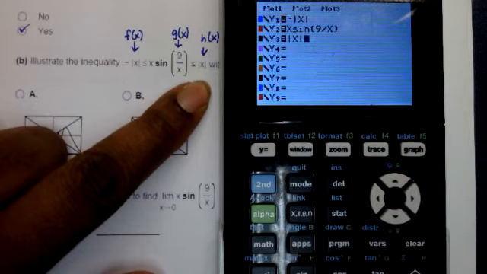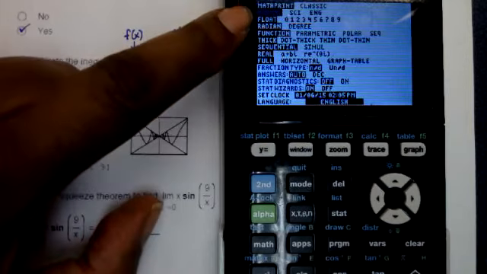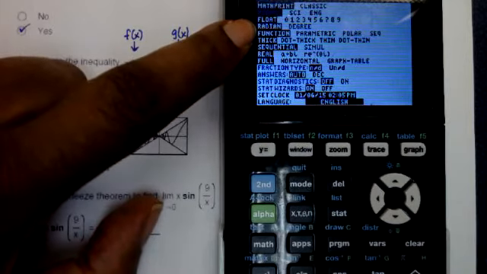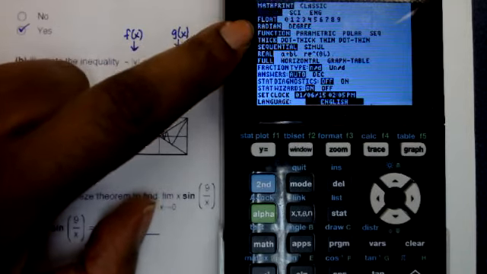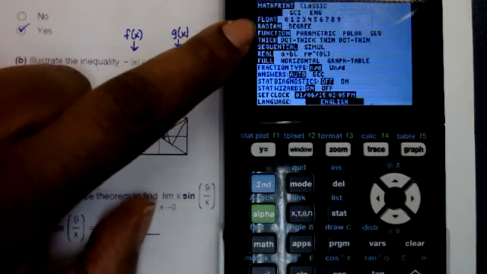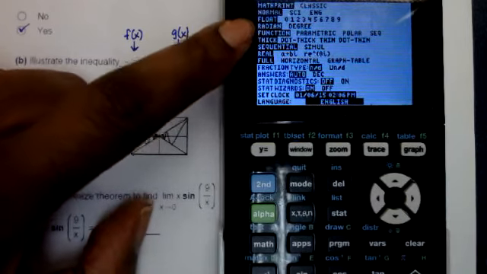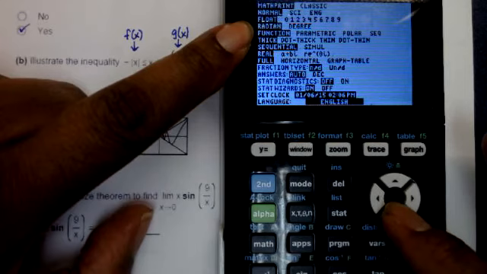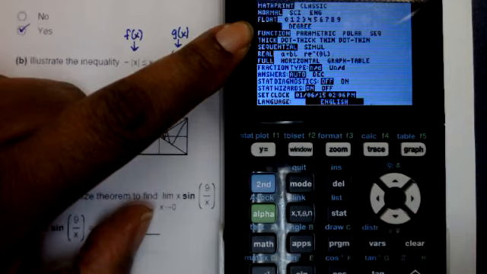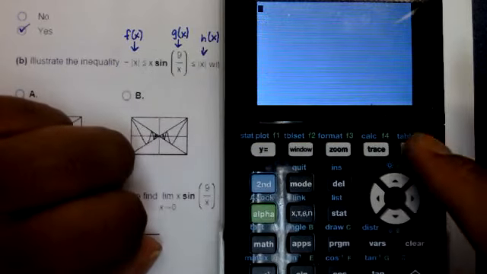I'm going to check on something here. I'm going to press the mode key because I want to make sure that radian is highlighted. One time I did this, the degree was highlighted and I didn't get the right graph. You want to make sure radian is highlighted because you're dealing with a sine function, sine of 9 over x. If it's not, use your down arrow key to put the cursor over radian and press enter to highlight it. Now I'm going to do second and mode to quit. Then I'm going to go to graph.